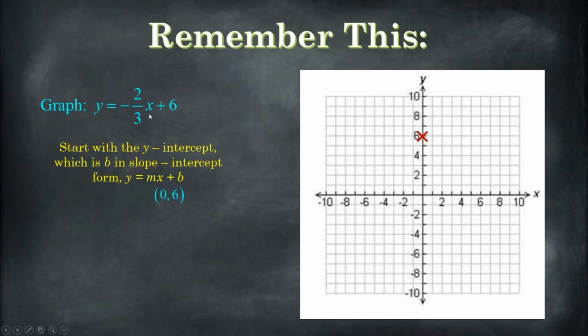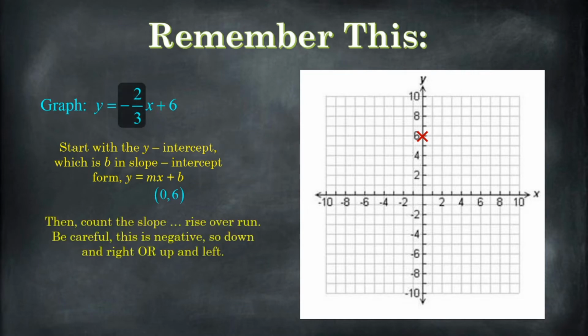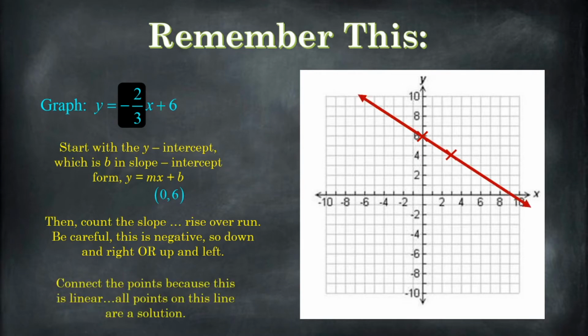This slope is negative, so you're going to go down and right or up and left. So you're going to go down 2, right? So it's going to be down 1, down 2, and then you're going to go over to the right, 1, 2, and 3. Then you're going to conecta los puntos, you're going to connect the dots, and boom, you are done.